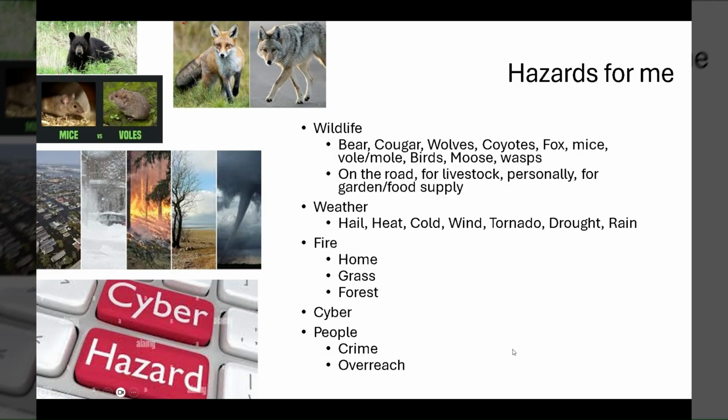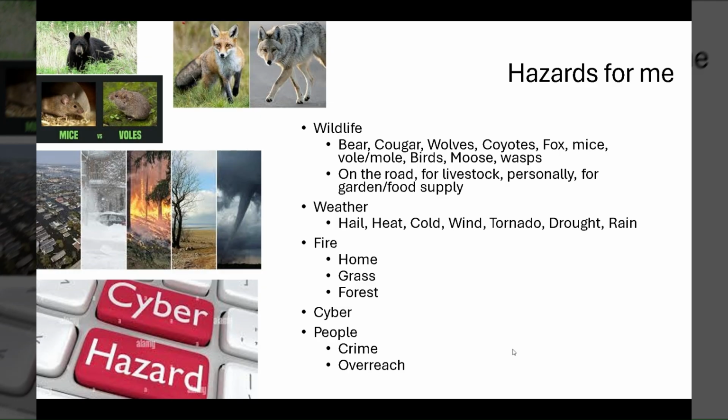So what about for me personally? What are my hazards? Well, I look at wildlife. Now, the area I live in, I contacted them and asked what their prime hazards would be. Wildlife did not show up on it. But for me, bear, cougar, wolves, coyotes, fox. What about mice, voles, moles? They go after my garden. Birds. I lost a lot of my Saskatoon berries to birds last year.